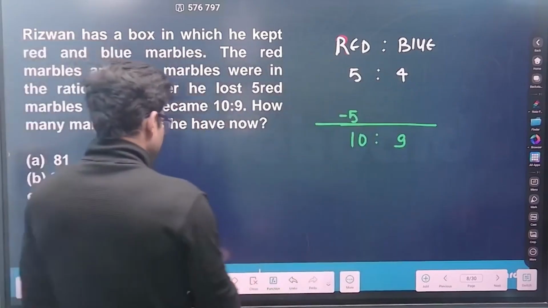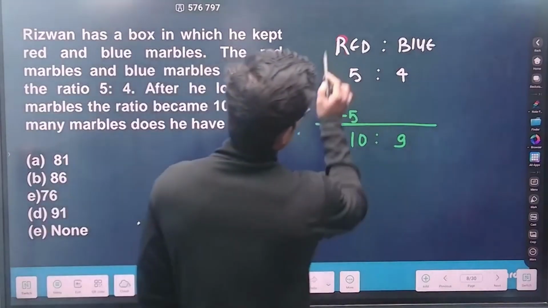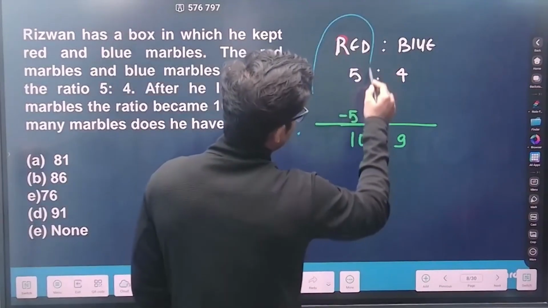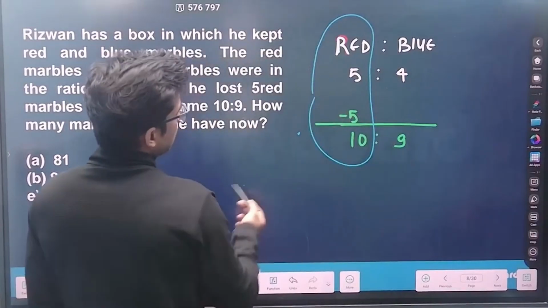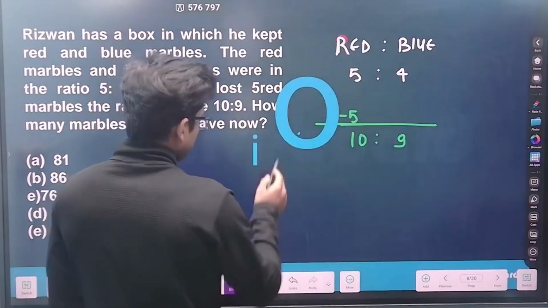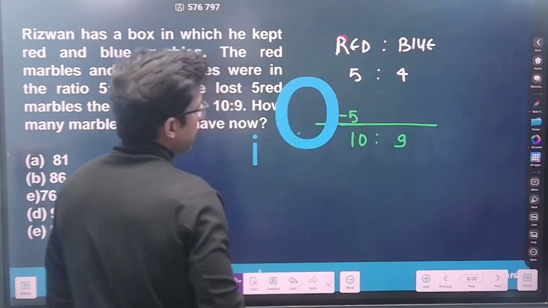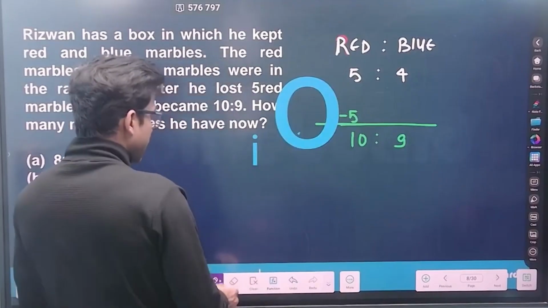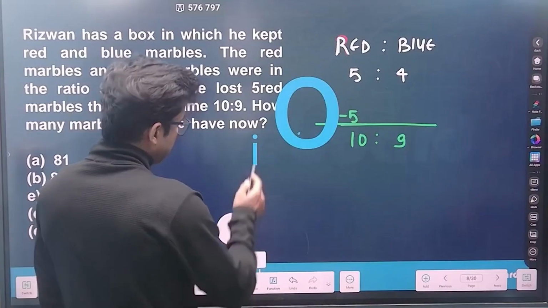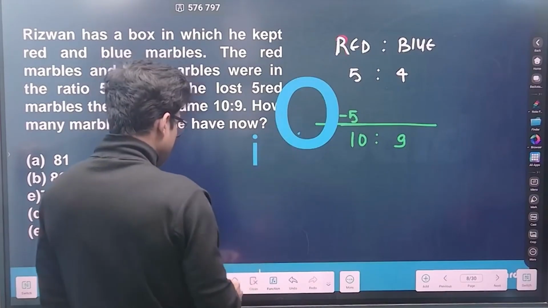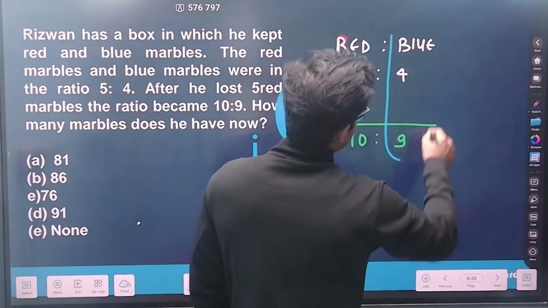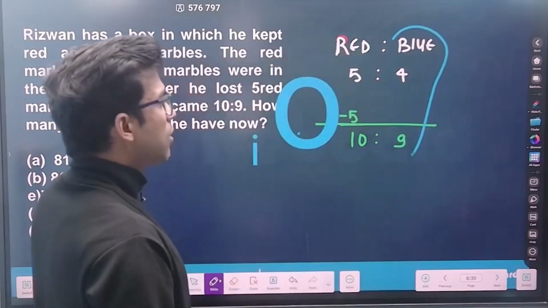But come on, say guys, the marbles which are getting lost will be affected, right? So I can say from here that only this part would get affected. Say yes or no. Only this part would get affected, no other part. So can I say from here that my blue marbles will remain the same? But they are not the same.